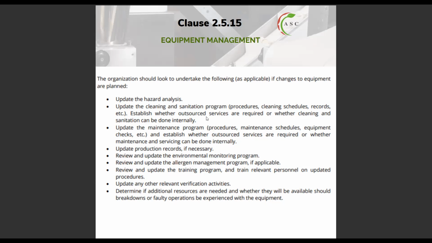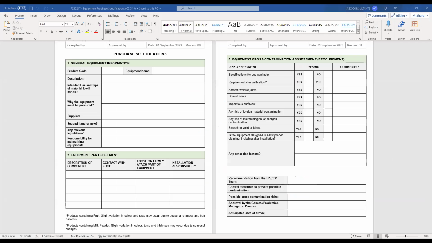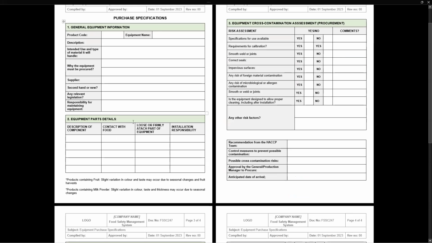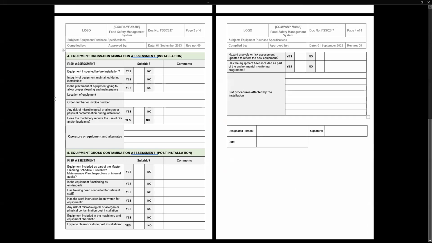So in addition to this guidance, because the requirement has been very confusing to most people, I just want to show you here the documents that could assist you in terms of correctly interpreting this requirement. So for example, here, we have got the purchase specification that addresses these requirements. So here, general equipment information, it addresses everything that this requirement requires from you. So if you follow this, you should be fine. Equipment cross-contamination assessment at installation and equipment cross-contamination assessment at post-installation. So if you use this, you should meet the requirement of the standard.